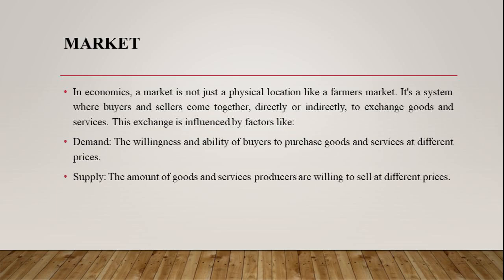Now let us discuss what is a market. In economics, a market is not just a physical location like a farmer's market. It's a system where buyers and sellers come together, directly or indirectly, to exchange goods and services. This exchange is influenced by factors like demand, the willingness and ability of buyers to purchase goods and services at different prices. Supply, the amount of goods and services producers are willing to sell at different prices.